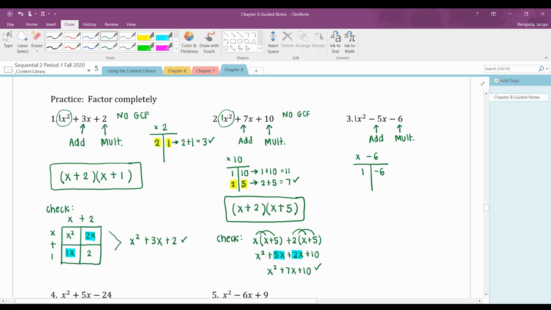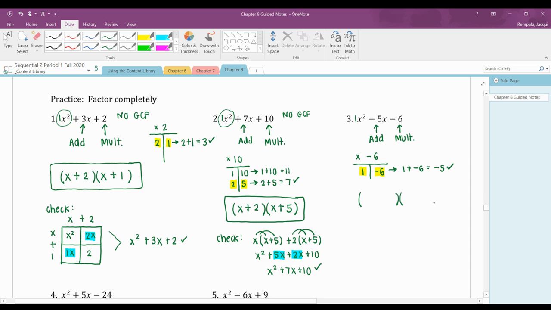Now I have to check to see if it's going to add to the middle term. So I take 1 plus negative 6. When I combine those, I get negative 5, and that is the number that I was looking for. So I found the numbers right away. Going back to the second problem, sometimes it might take you a couple of tries, but eventually you'll get there. Just make your chart and keep checking. So because those two numbers work, I know that these two numbers are going to go in my parentheses.